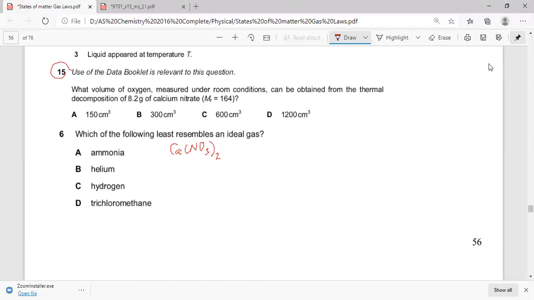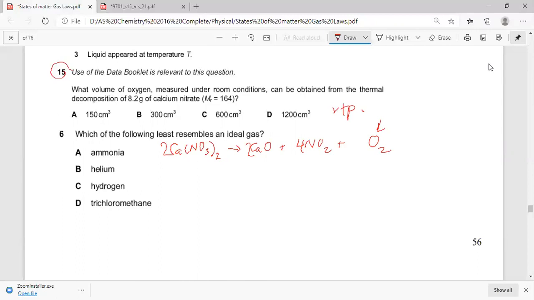all metal nitrates, except potassium, ammonium, and sodium, will do this. All metal nitrates will decompose into three things: the oxide, nitrogen dioxide, and what gas? Oxygen. Three of them. The normal thing is two here, because you have four here and three, one here. You can balance by yourself. Here they want the volume of oxygen only, at room temperature and pressure. These two are gases.